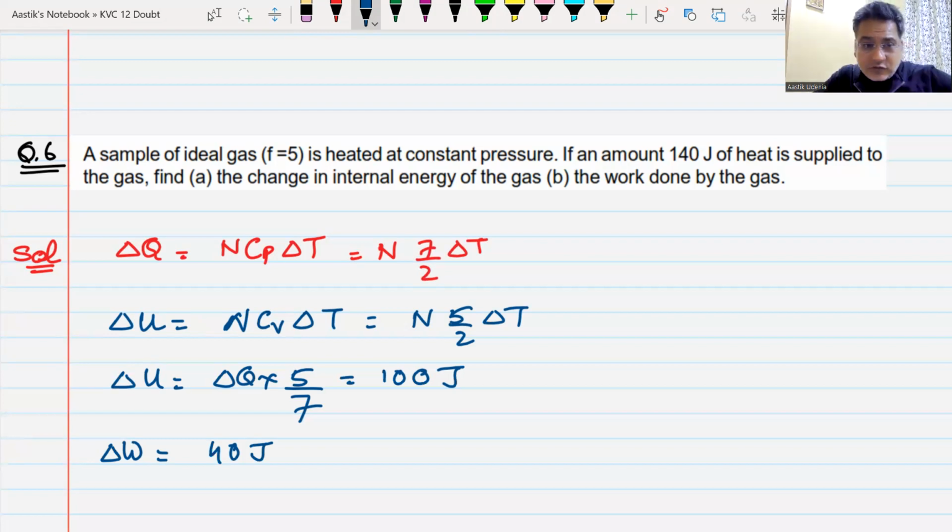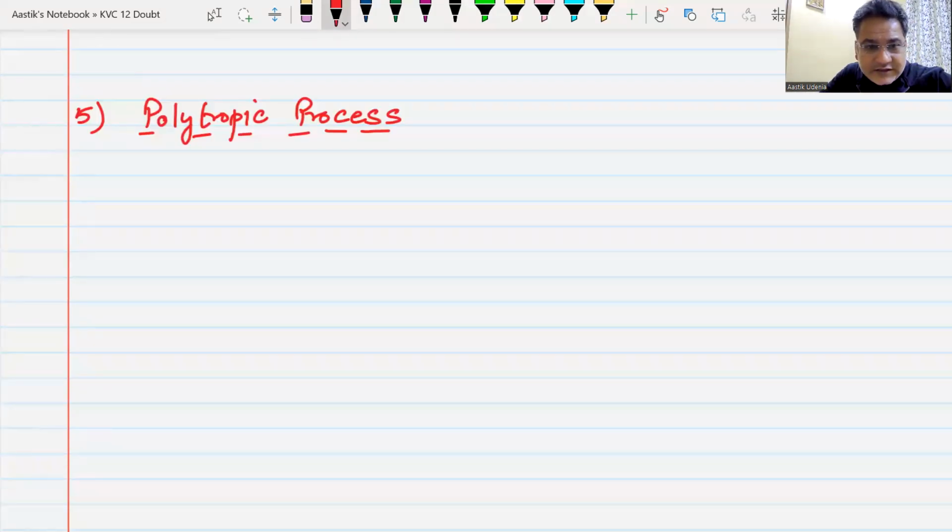We'll move ahead and do one more process. The fifth one or the sixth one, whatever it is. I think it is the fifth one. It's known as a polytropic process. Now, what do you mean by this polytropic process? Anyone, any idea? Now we have seen isothermal, we have seen adiabatic, we have seen isobaric, we have seen isochoric. The only type of process that remains is this, which is known as a polytropic process.